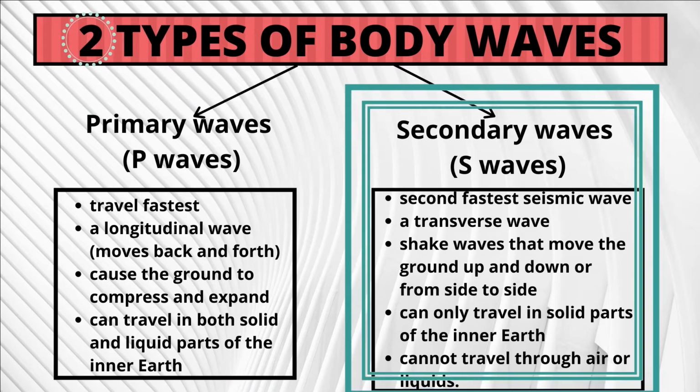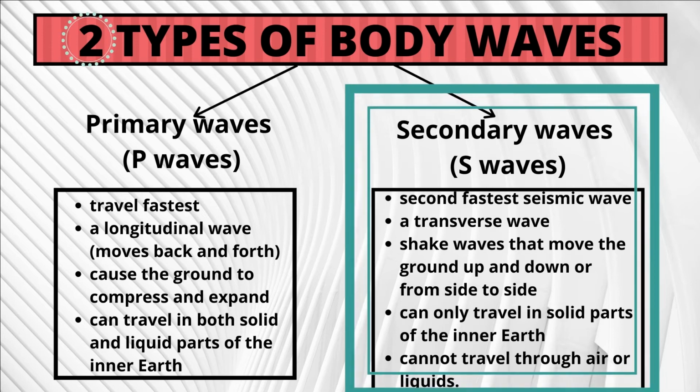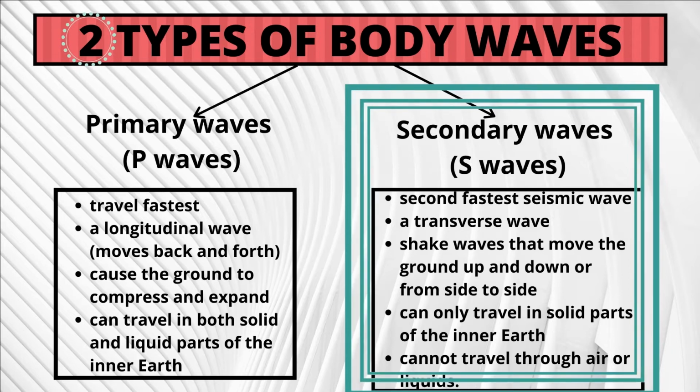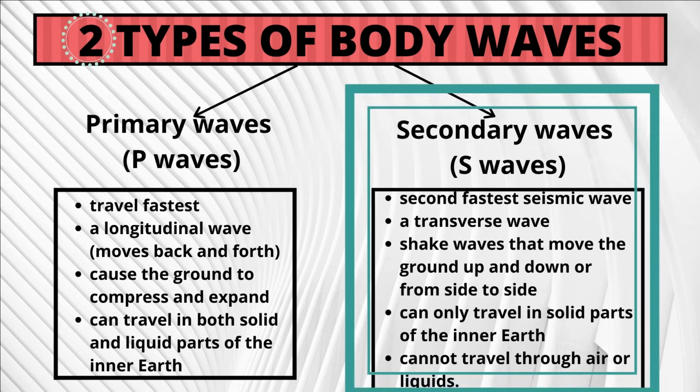Secondary waves. Second fastest seismic wave. It is a transverse wave. Shake waves that move the ground up and down or from side to side. It can only travel in solid parts of the inner Earth. It cannot travel through air or liquids.